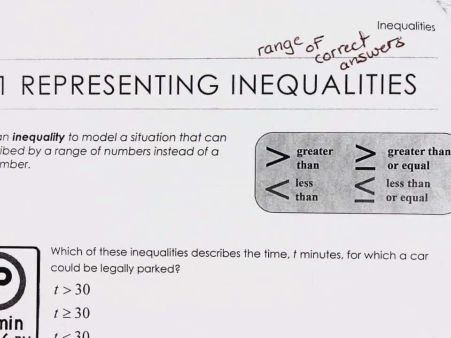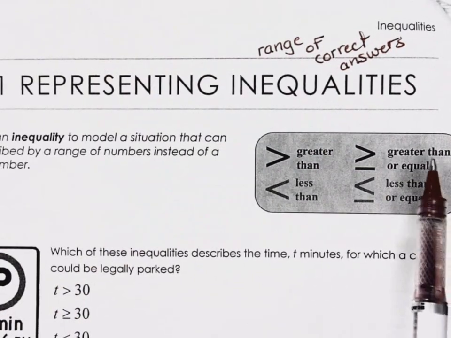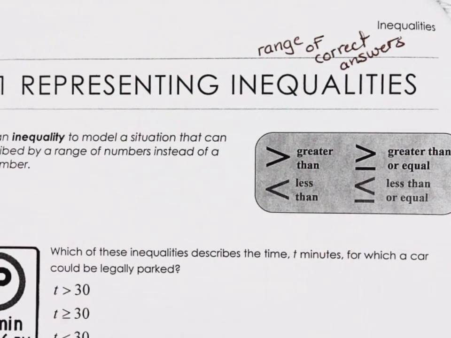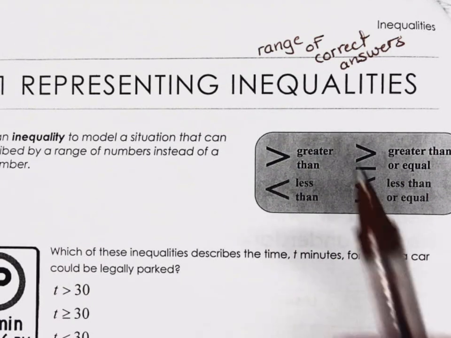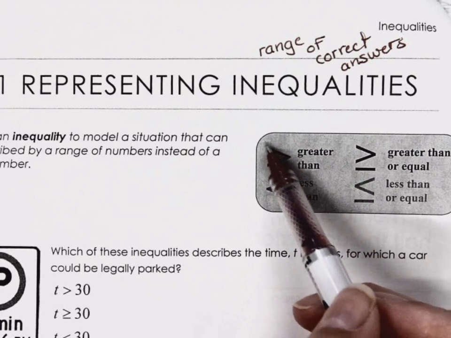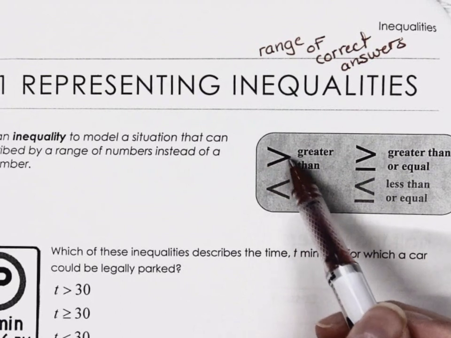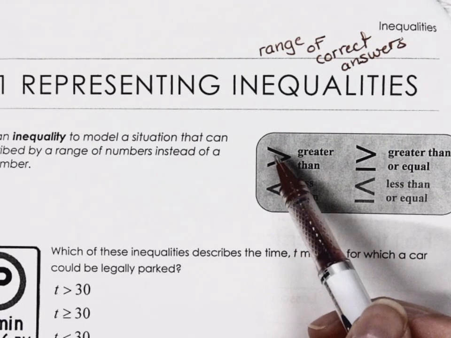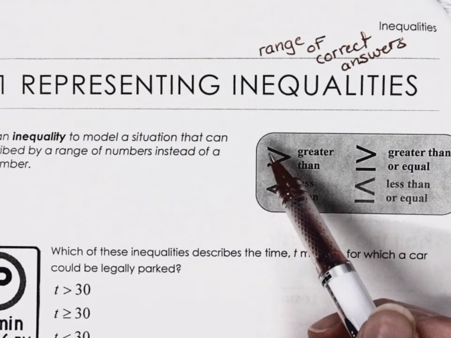All right, so I put these symbols on the front of our booklet. And you guys probably know these from elementary school and you've done inequalities before. So if this symbol is greater than, the pointy part points at the smaller number, and the bigger part, the alligator, that's how I learned it. It was an alligator. It's eating the bigger number.